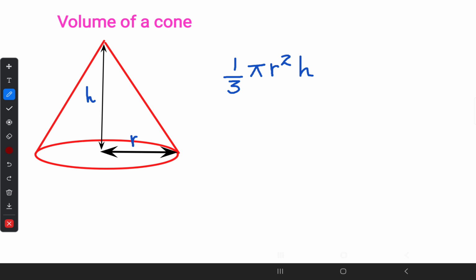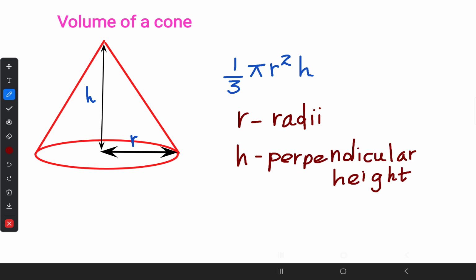All the parameters: pi is 22 upon 7, r means radius, and h is the perpendicular height. Perpendicular height. 1 upon 3 pi r square h. That's the formula we need to use.